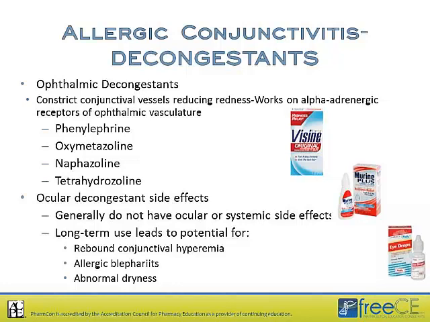Now, we will see less rebound congestion with naphazoline and tetrahydrozoline than we will with the other two, phenylephrine and oxymetazoline. So naphazoline and tetrahydrozoline are going to be a better choice if rebound congestion is a problem.